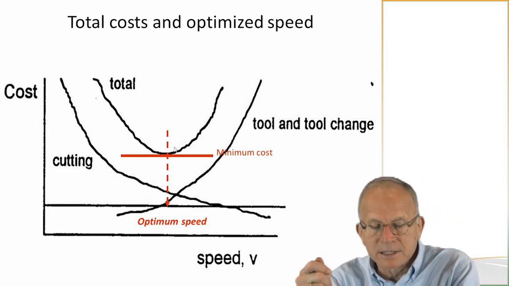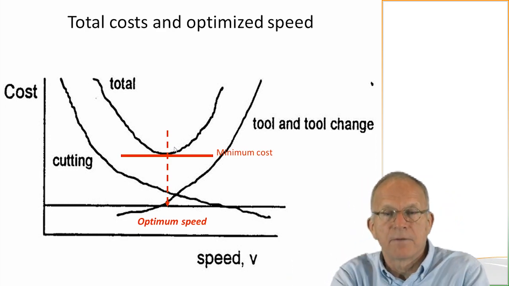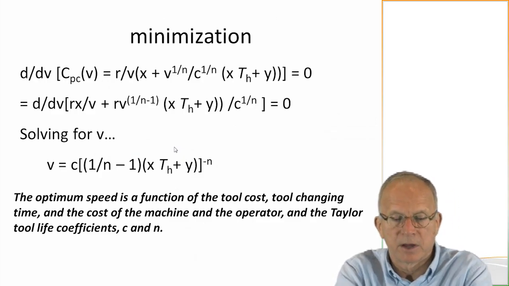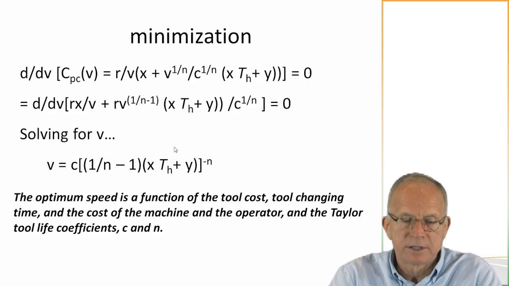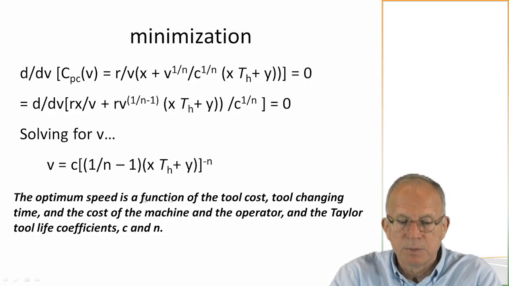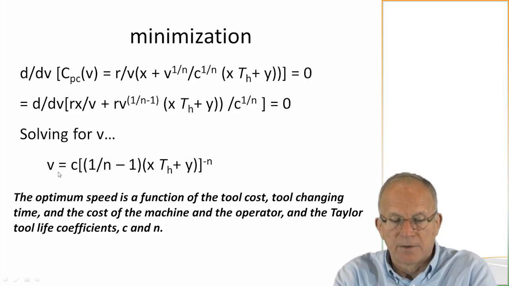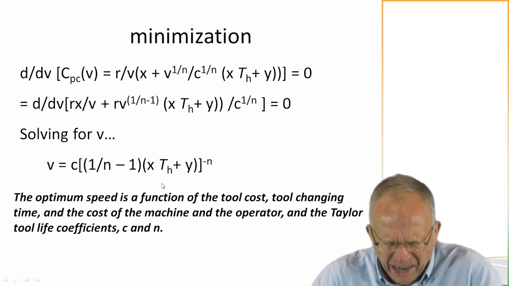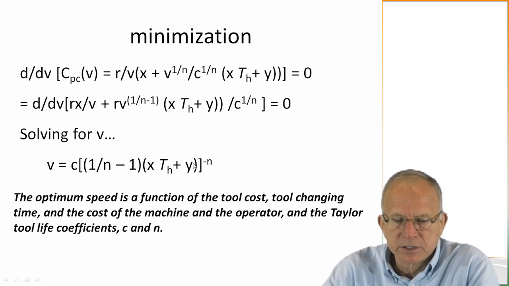Now, in practice, this isn't used very much, interestingly enough. It would seem like a good idea to use it. Anyway, so here's the way the derivative goes. Now, one of the reasons why this isn't used, and here's the expression, this is the speed, actually, and let's take a look at this. This is the speed for minimum cost. So it's a function of the Taylor coefficients. There we have n and c. There's n again. It's also a function of the cost of the tool and the labor. And the tool change time and the cost of the tool.